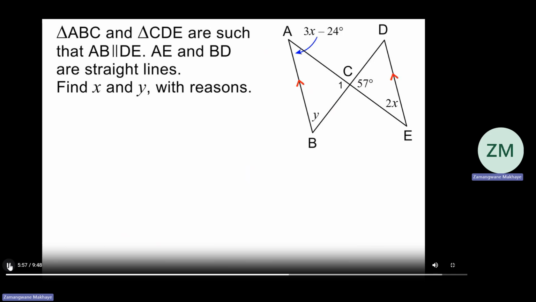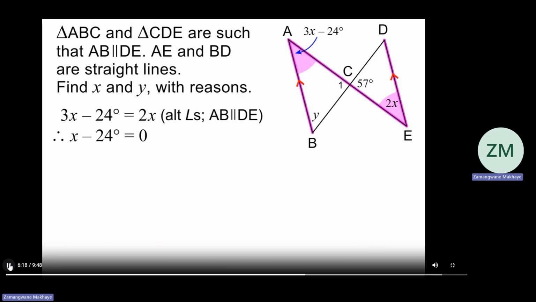We begin by using the parallel lines and the letter Z or N. This means that 3x minus 24 degrees equals 2x. Why? Because they are alternate angles, and AB is parallel to DE. To solve the equation, we begin by subtracting 2x from both sides. We then add 24 degrees to both sides. X is therefore equal to 24 degrees.